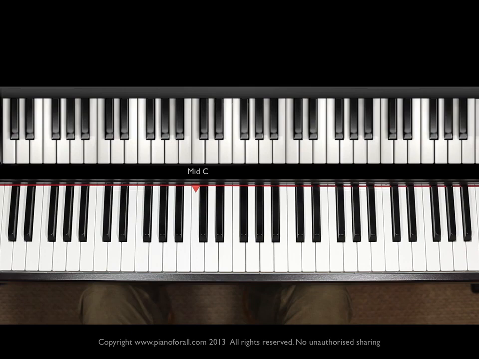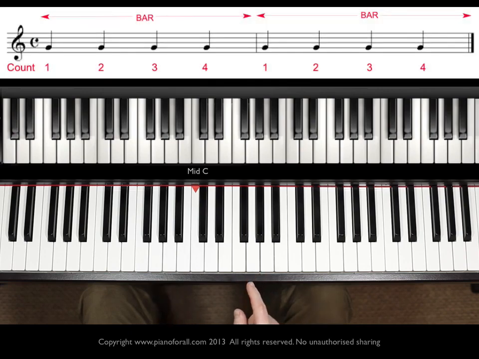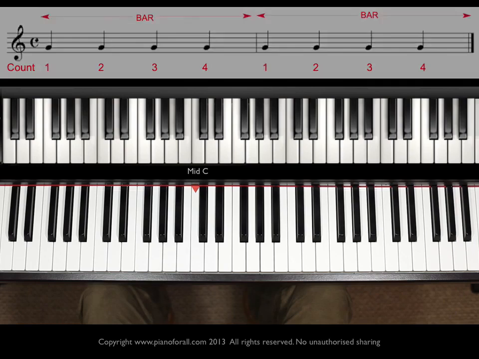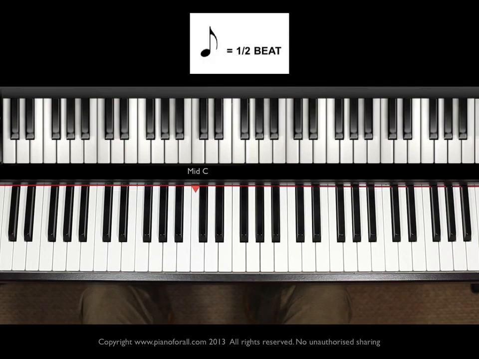So let's have a look. It's playing a G note and 4 beats per bar. 1, 2, 3, 4. 1, 2, 3, 4. Now a beat with a hook on it is called a half beat. The technical term is a quaver. Don't worry about that again, it's a half beat. Just remember that little hook.